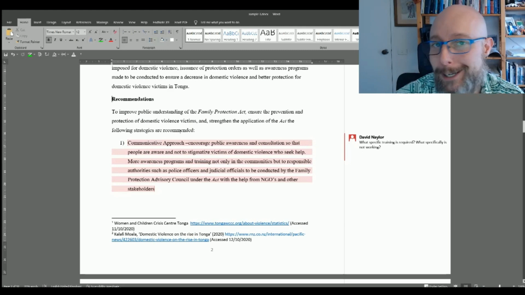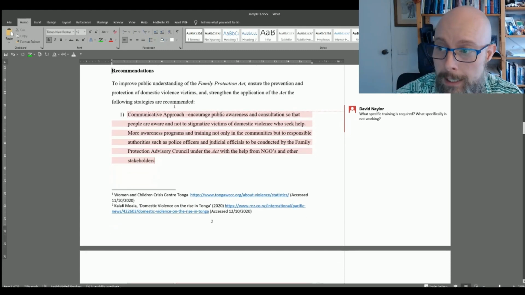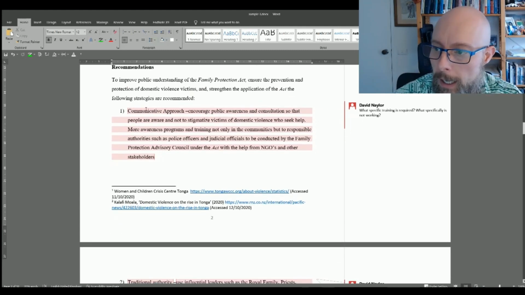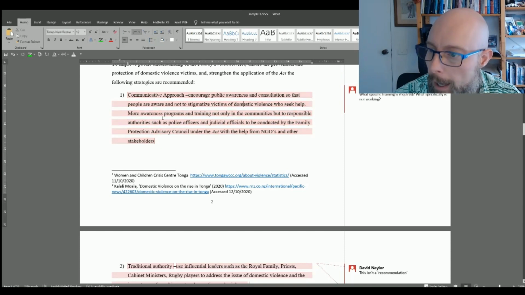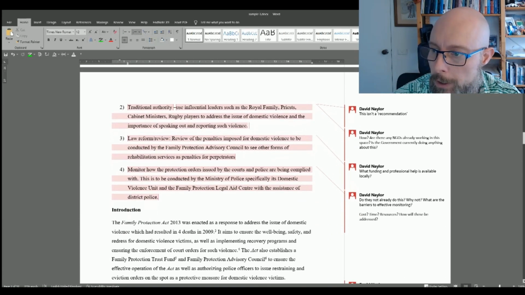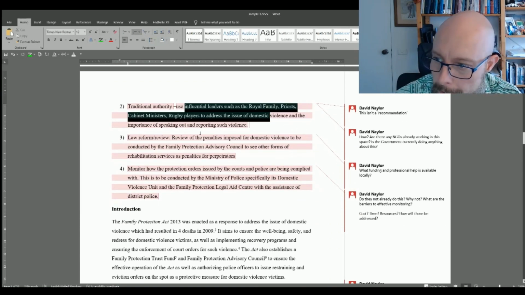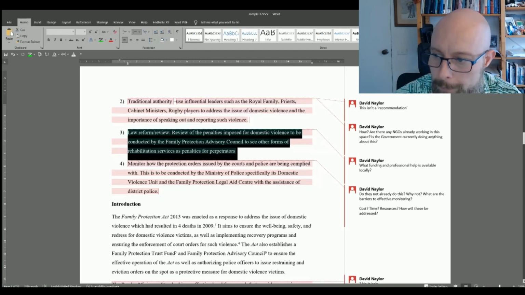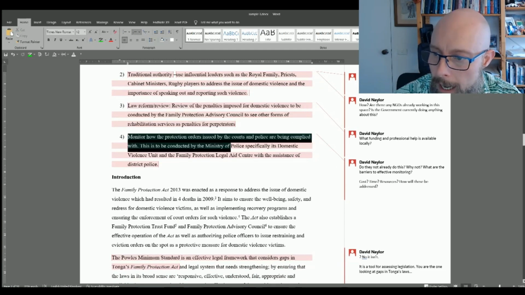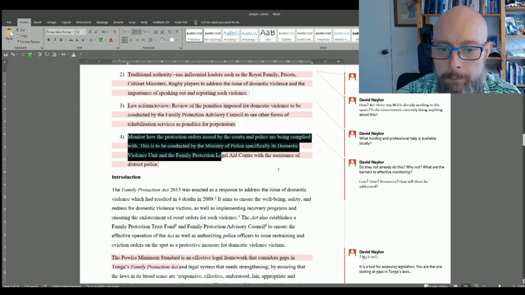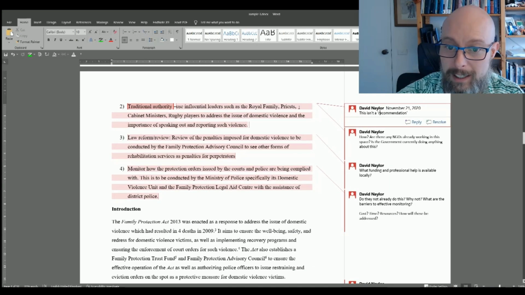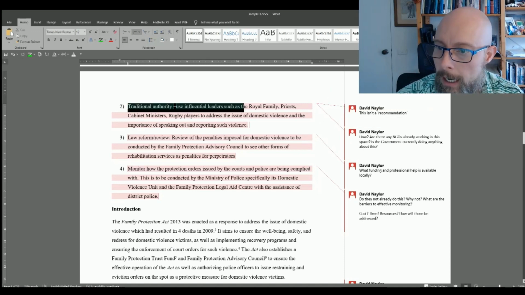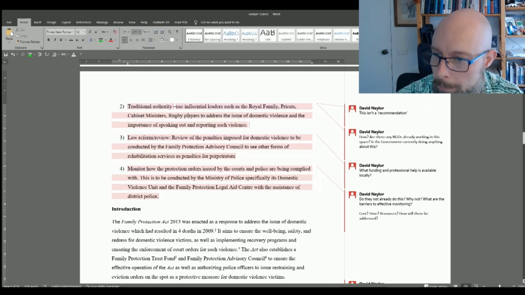And then this student, rather than starting at the introduction, I'm okay with this, put it before the introduction, maybe after, but this student says, look, here's the recommendations. Use a communicative approach. There's a little bit of lack of detail, but use a communicative approach. Draw from traditional authority. Law reform is needed, and there needs to be better monitoring. And so I've said all of these here. I said that this isn't quite a recommendation. Use this. Use rugby players.